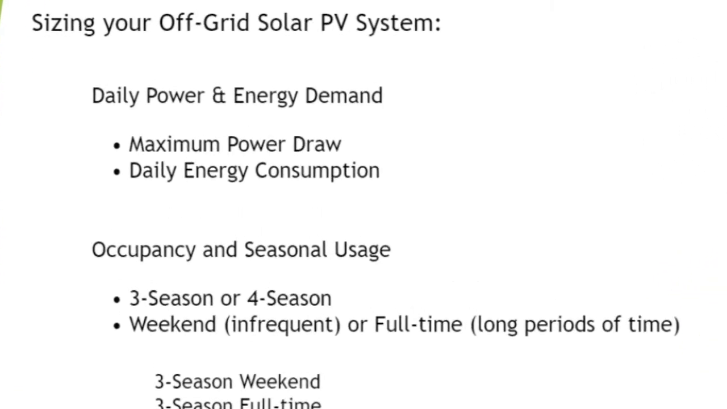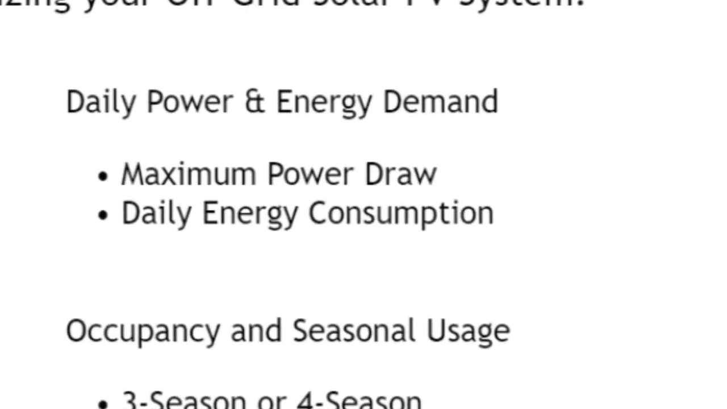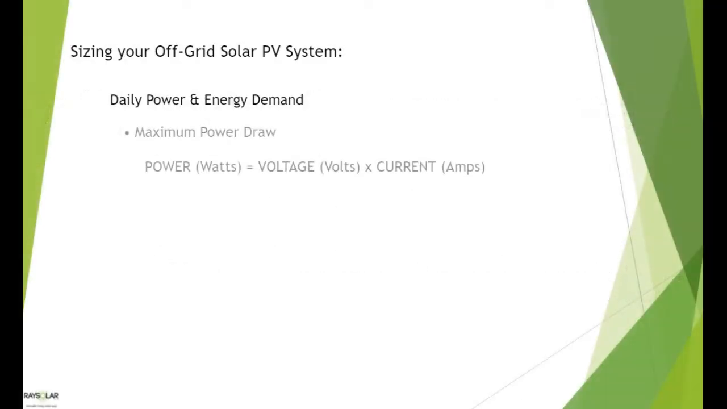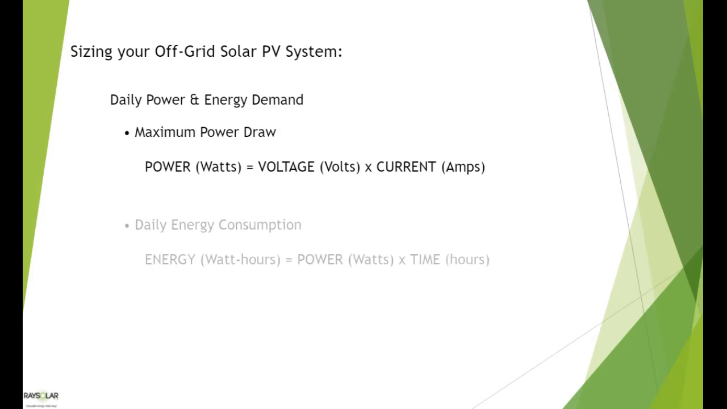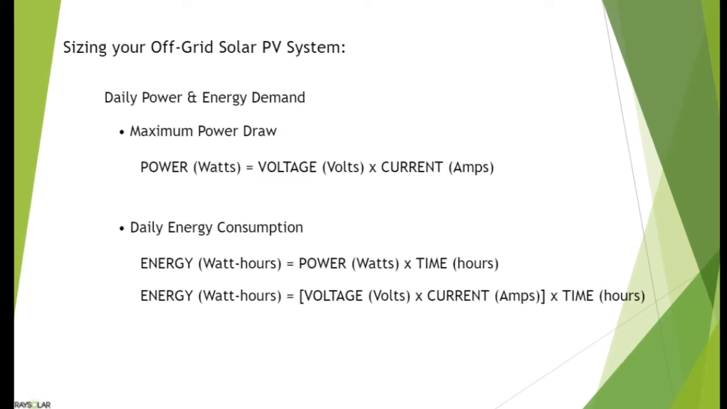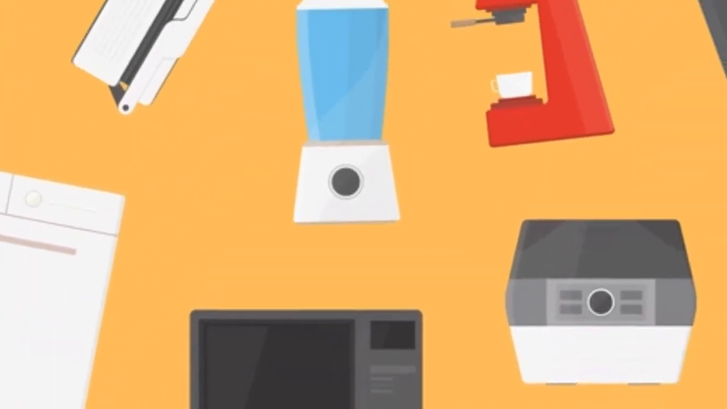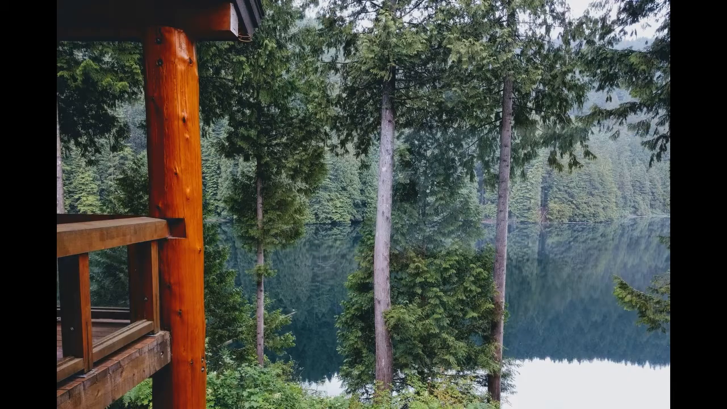Next, let's talk about how to calculate the maximum power demand and the daily energy consumption that you'd see in a 24-hour period. Power is determined by multiplying voltage by current, whereas energy is determined by multiplying power by time. Now let's see an example using some familiar appliances that you might see out at your seasonal cottage.